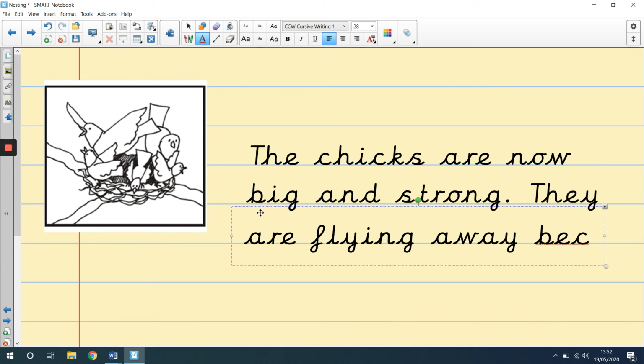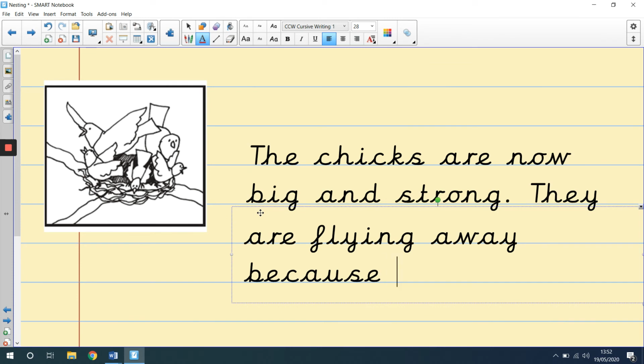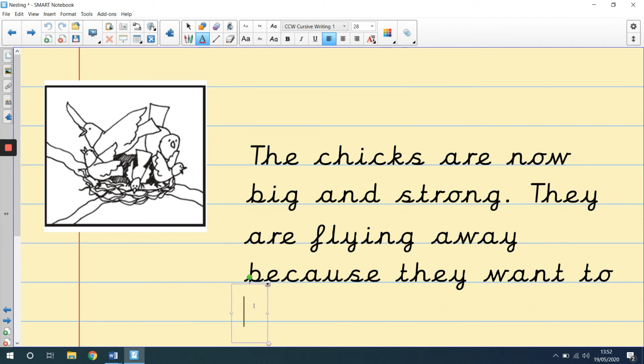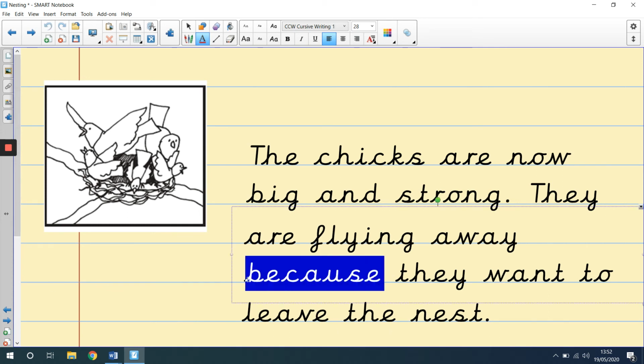because they want to leave the nest. Okay, so 2 sentences there, one of them with using the word because to join those 2 ideas together. They are flying away because they want to leave the nest.